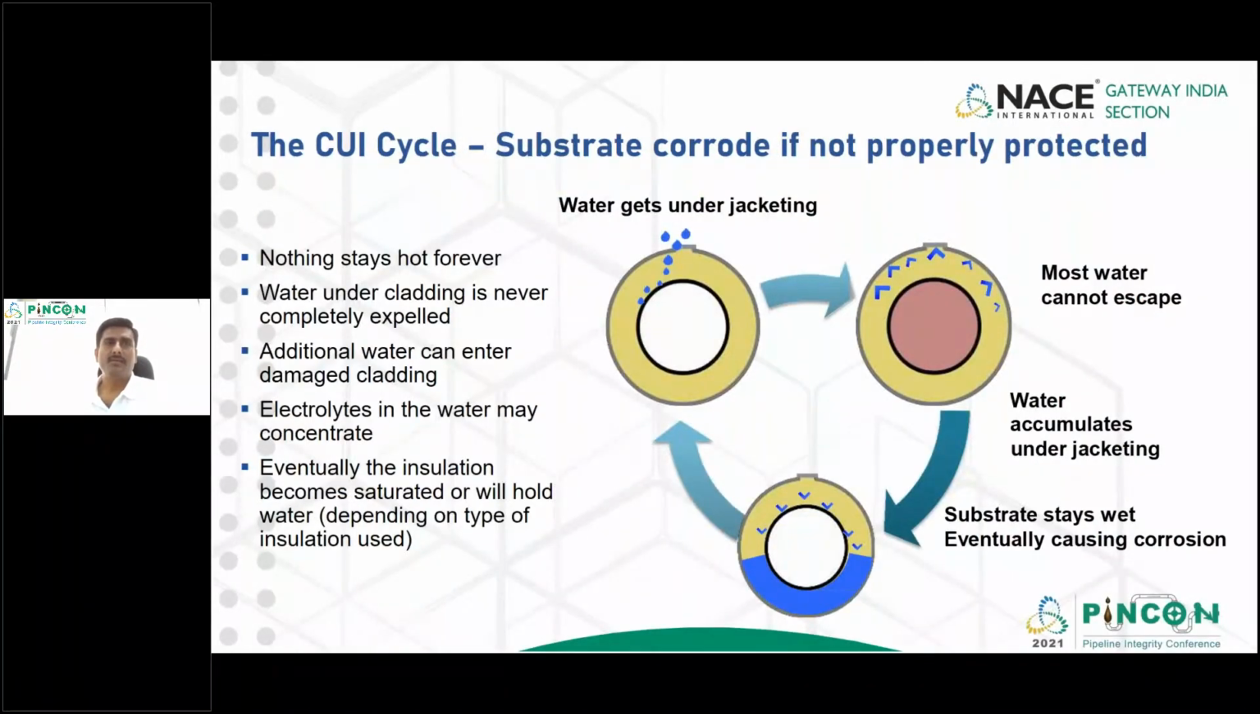The corrosion cycle: the water gets under the jacket, most of the water cannot escape, water gets entrapped under the insulation and the substrate stays wet. The cycle keeps repeating, insulation becomes saturated and holds the water against the substrate. Wet insulation, regardless of what kind of dry K value you use, doesn't insulate. Wet insulation is also a primary cause of corrosion under insulation.